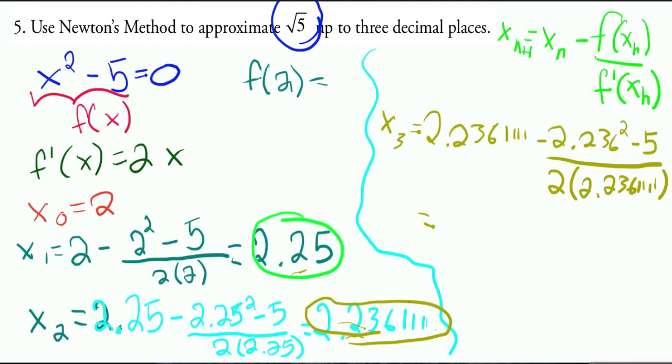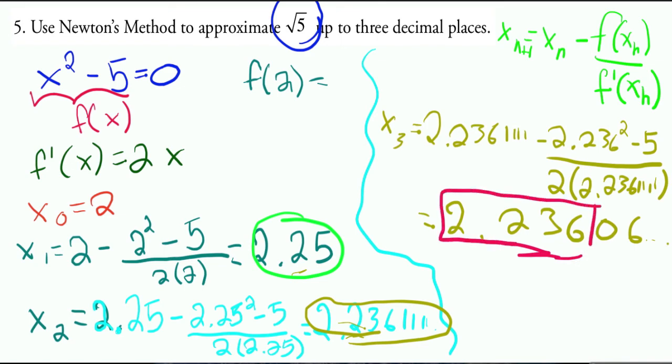Anyhow, if I do that, I get 2.23606 and so on. And so notice this time I have 3 decimal places that match. So this is my approximation up to 3 decimal places. And that's it.